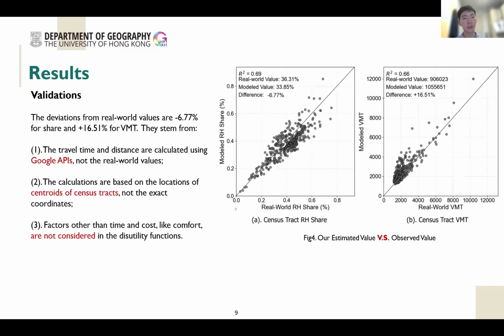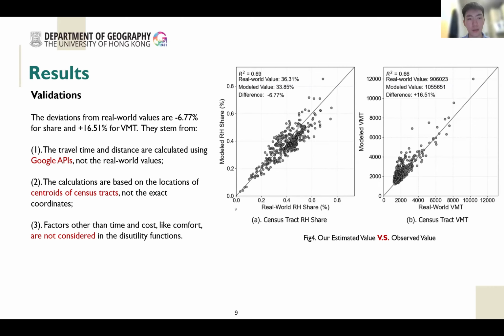So let's proceed to the results part. The first is to validate against the real world values. We plotted the scatter plot of our estimated values versus the observed values for the ride-hailing shares and the real world VMTs. In this scenario, there are no autonomous vehicles, only human ride-hailing.